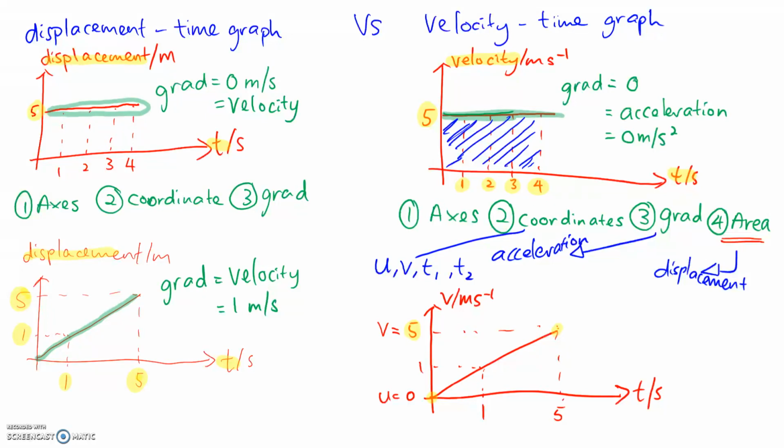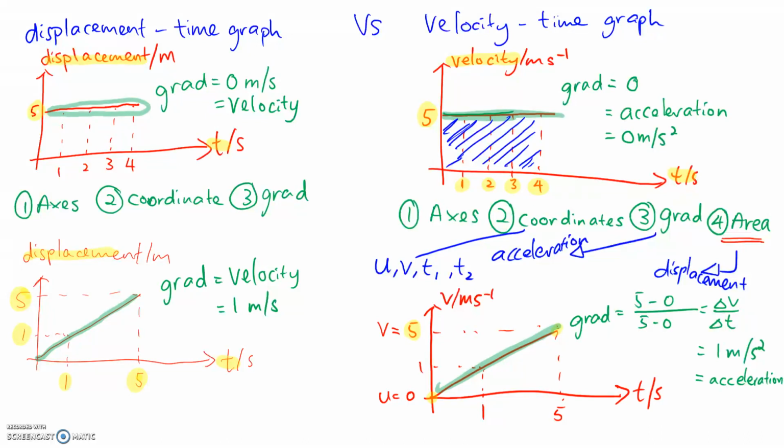Alright, so by looking at this, you can find the gradient of this graph. The gradient of the graph will be 5 minus 0 divided by 5 minus 0, where the top is the change in velocity over the change in time, and you get 1 meter per second square. So that tells you the acceleration. Okay, this tells you the acceleration of the object.